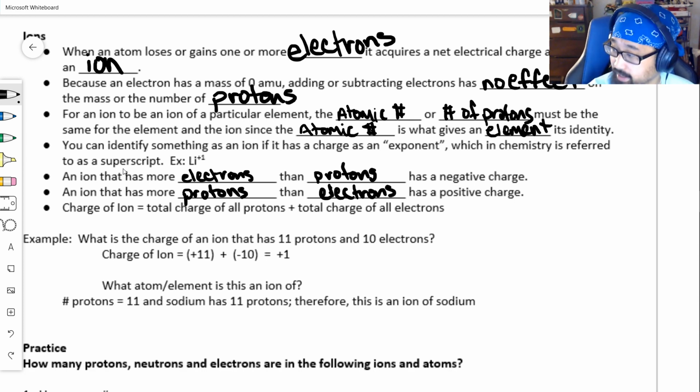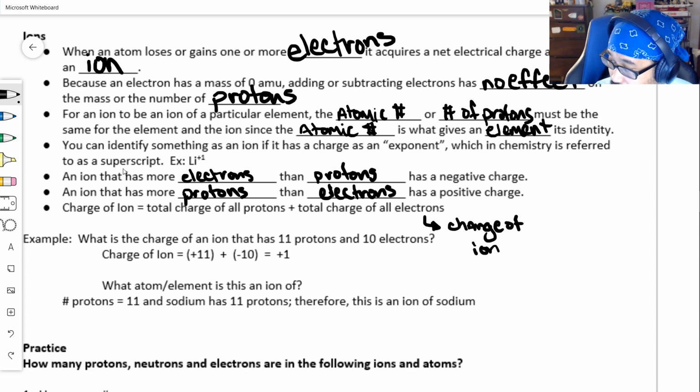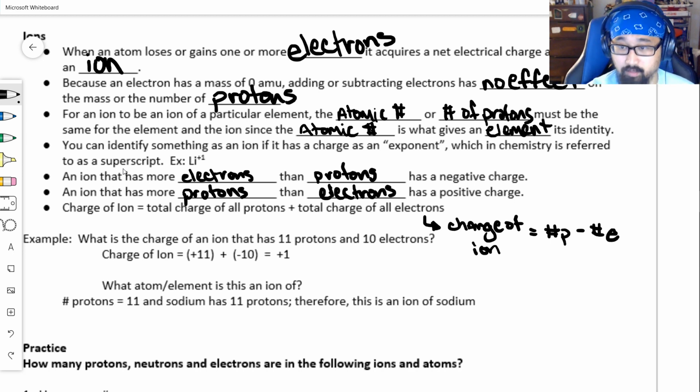I have a different version of this that I like. The charge of the ion, if you actually want to solve for it, take the number of protons and subtract the number of electrons. And that will give you your charge. If the protons is a bigger number, it has a positive charge. If the electrons has a bigger number, it'll be a negative charge.